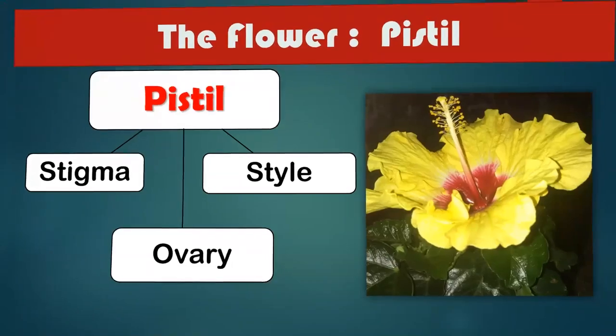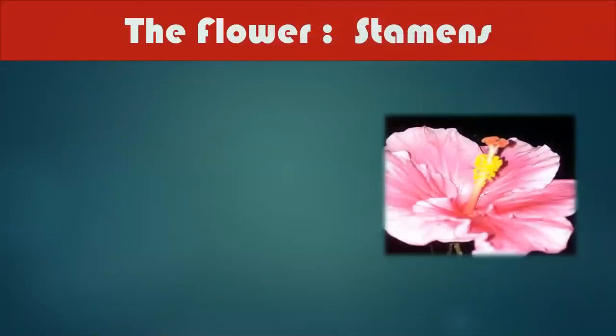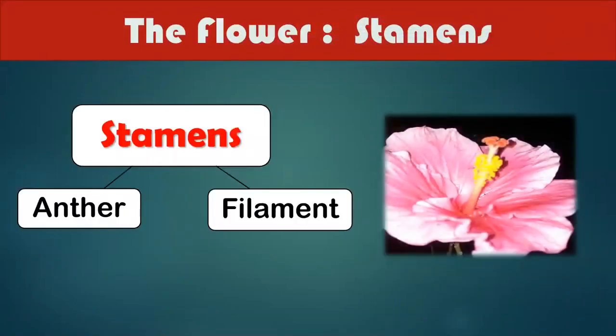Now let's uncover stamen. Stamen, it is the male reproductive part which consists of two subparts. First is anther and second is filament. Anther, it is the part where pollens are produced, whereas filament, it is the long narrow part of the stamen that supports the anther. It also connects the anther to the flower. These were the essential parts, that is the reproductive structure of the flower.